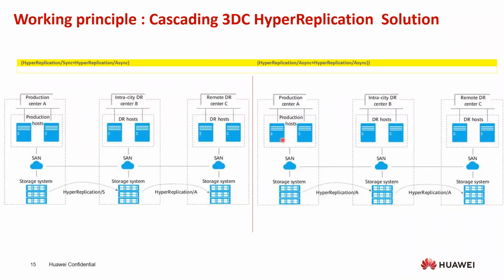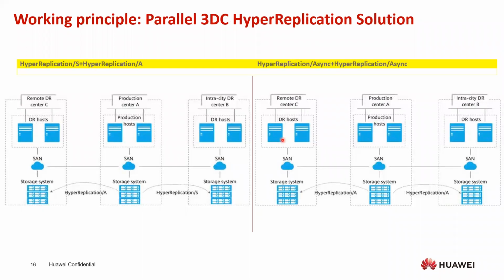Okay, coming to the second solution in 3DC, that is called parallel 3DC. So parallel 3DC means this is my primary site, and it has to write the data to the near DR and the far DR. So you can see here, it is writing the data in parallel from the primary to the far DR as well as the near DR. So you can have the choices. For the near DR, it is still choosing the sync replication, and for the far DR it is choosing the async replication. So these two replication engines can be used to protect the data between the three data centers.